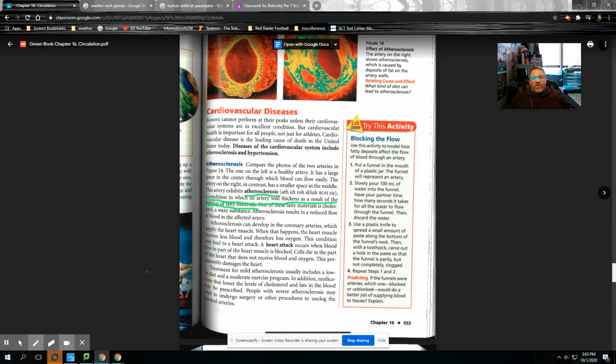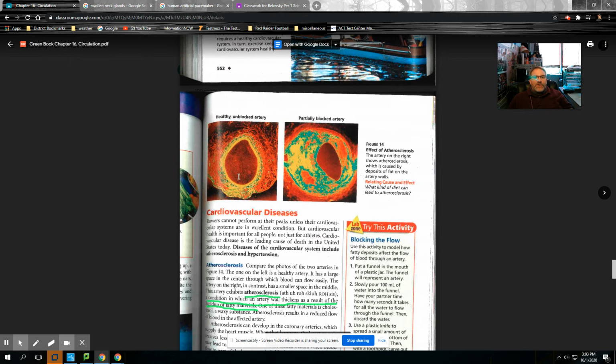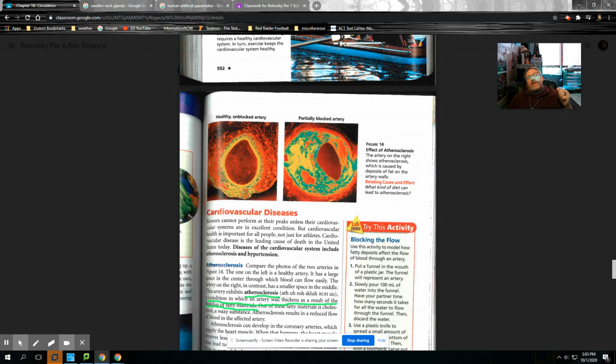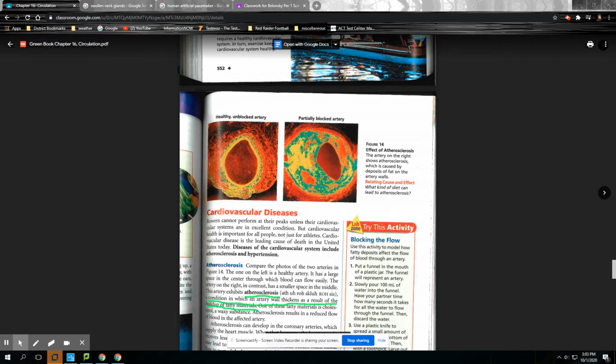All right, so what is atherosclerosis? This picture right here shows you an artery. And in the middle of the artery, it's open. Blood can flow cleanly through it. However, look at this artery. This artery right here has got some gunk in it. And if you look right here, you'll see this gunk all loaded up inside of there.